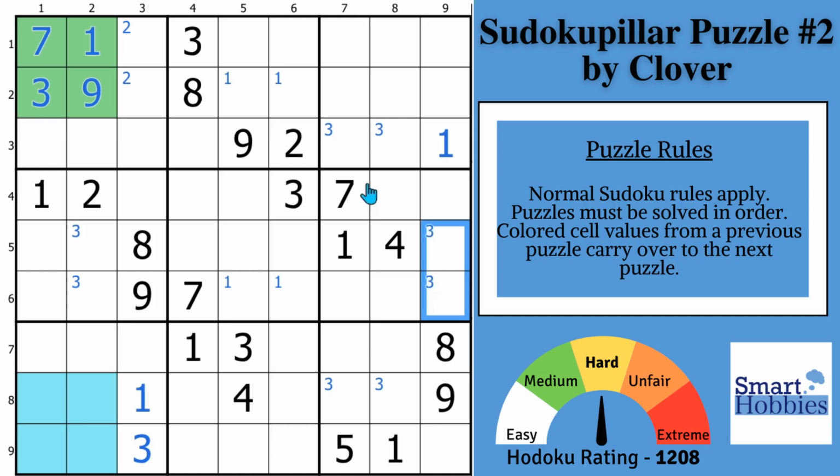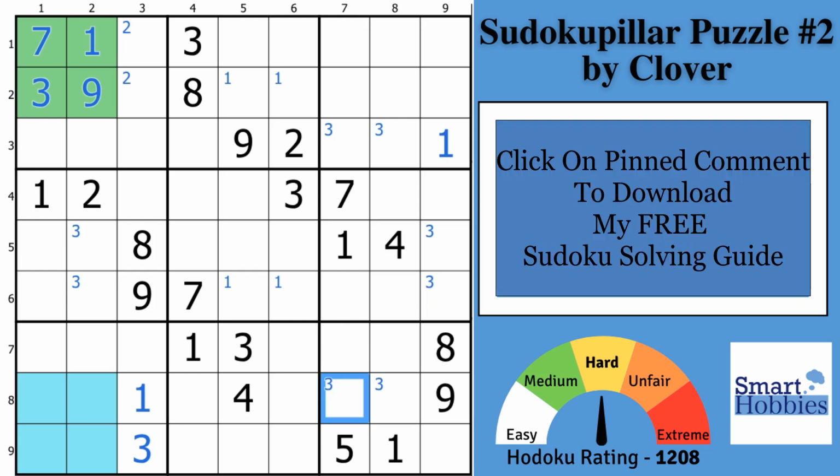This is called a claiming pair, and this is one of the ways you can find it by using this notation. And I cover claiming pairs and the other top 6 most popular strategies in my free Sudoku solving guide.